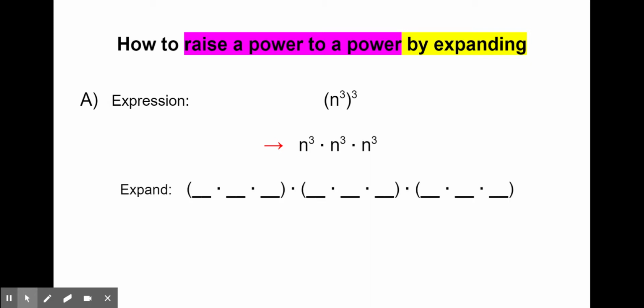If we continue to expand this, we have those 3 sets, and we fill them all with n's. Now we have n multiplying all together. If we count those up, we get 9. So we know it's going to be n to the 9th power.